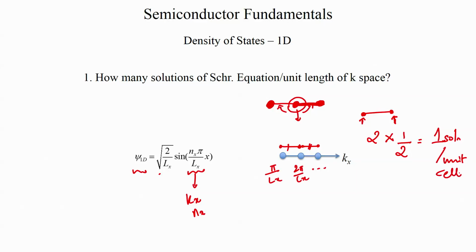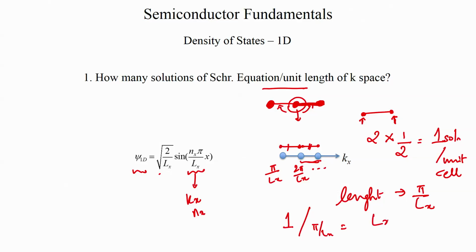And what is the length of the unit cell? The length of one unit cell is pi by Lx. So the length of this unit cell is this length here, which is pi by Lx. So the number of solutions per unit length is going to be one solution divided by the length of the unit cell, which is Lx by pi.